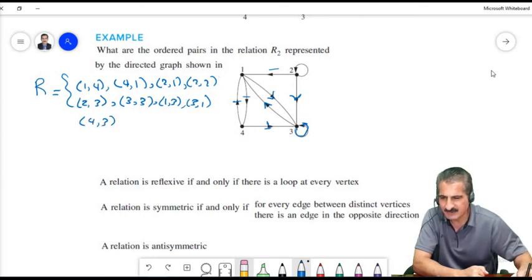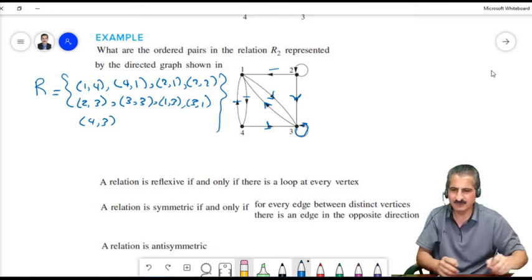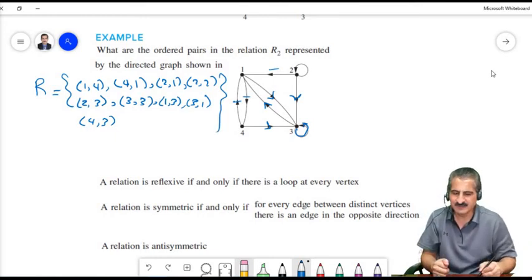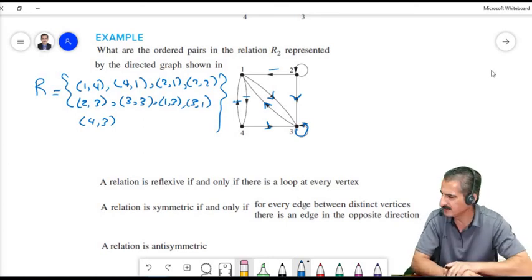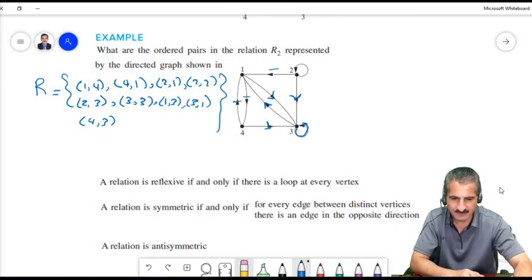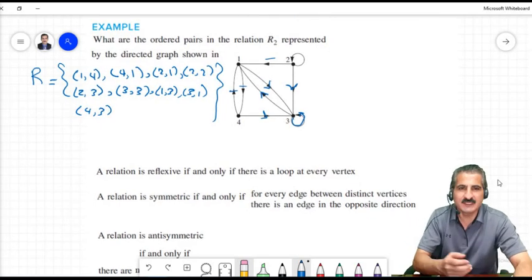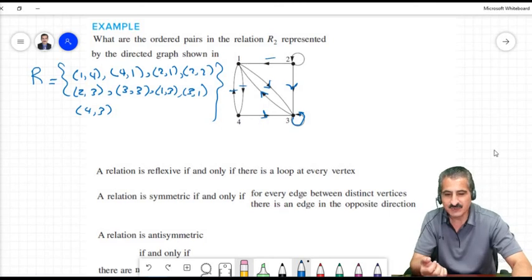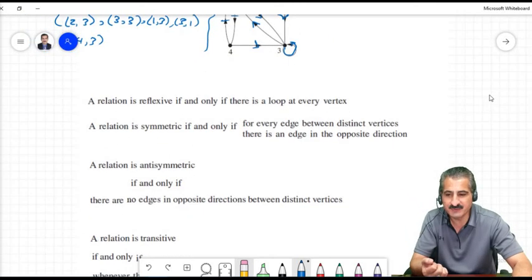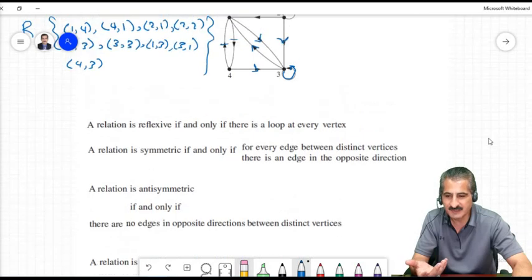Did I miss something? 1, 2, 3, 4, 5, 6, 7, 8, 9. Okay, there are 9 rows in there, including the loops. Okay. Now we will talk about properties of the relation out of their graphs, as we did with the matrices. So given a graph of the relation, starting with a graph like the above one.